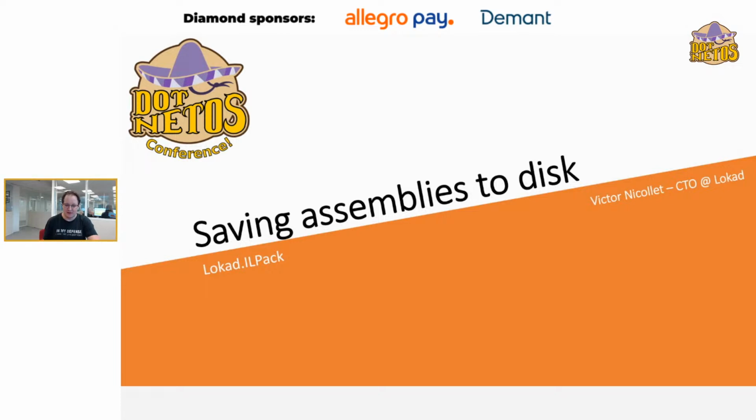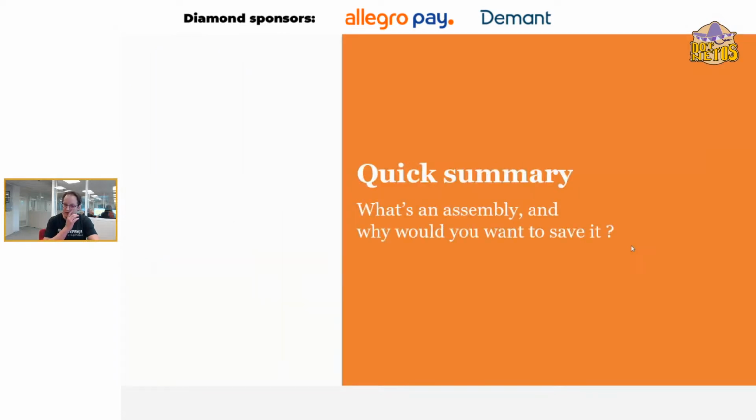So I'll be talking about ILPack, which is an open source package by Lokad, and its purpose is to let you take an assembly from memory and save it as a file on the disk so that you can reload it from the disk later on and get the same assembly back. Before I dive into the details, I just want to do a quick recap about what an assembly is and why it makes sense to want to save it to disk.